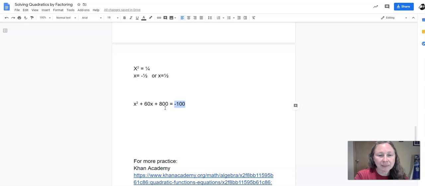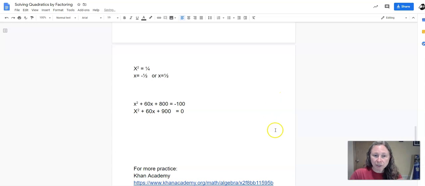So I need to make that right-hand side be 0. So I'm just going to add 100 to both sides of the equation so it is equal to 0, and then see if I can still factor it. So this is x squared plus 60x plus 800 plus 100 is 900, and then -100 plus 100 is 0. So we add 100 to both sides.